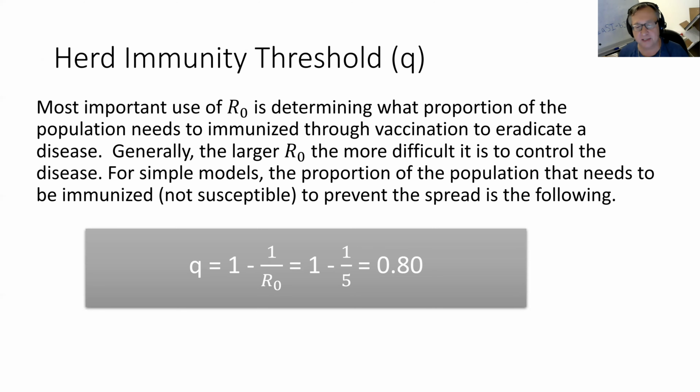And so if we work through an example, suppose that R naught was 5, which is the example that I was using before. So we work out the formula. So Q is going to be 1 minus 1 over 5. And so that's going to be 1 minus 0.2 or 0.8. And so with an R naught of 5, we would have to have 80% of the population vaccinated to achieve this herd immunity.